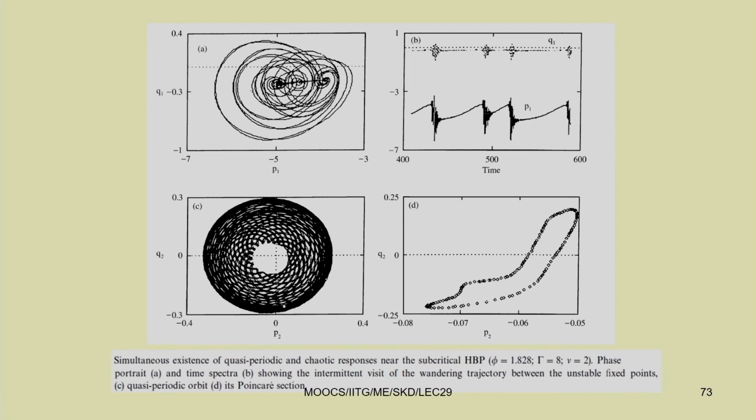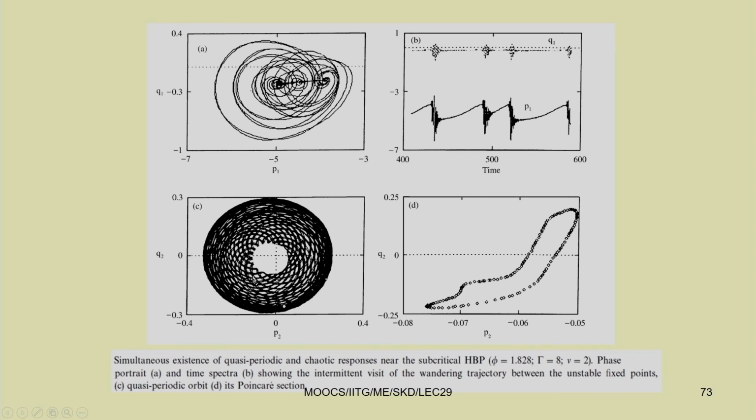Here you can see simultaneous existence of quasi periodic and chaotic responses near the subcritical Hopf bifurcation point, phi equal to 1.828, gamma equal to 8 and nu equal to T2. This is phase portrait A, and you can see the time response here. You have a slightly periodic response, then it is wandering, and from the time response you can clearly see that this chaotic orbit is wandering between different fixed point responses. So, a wandering trajectory between unstable fixed points.